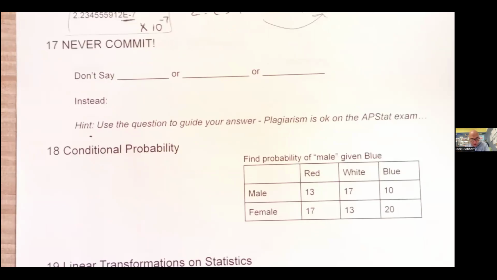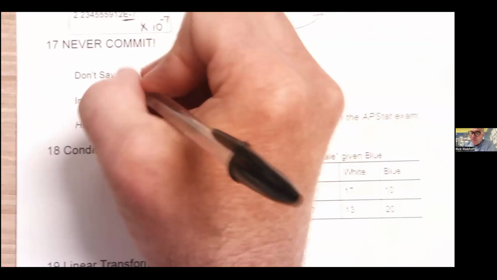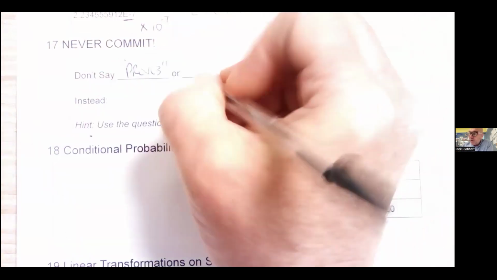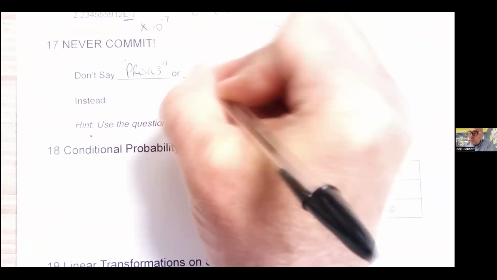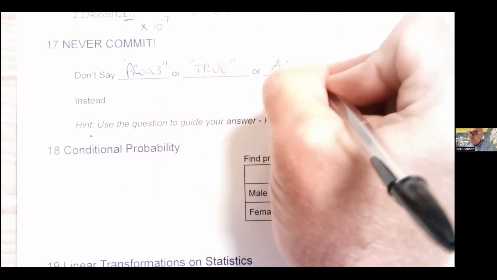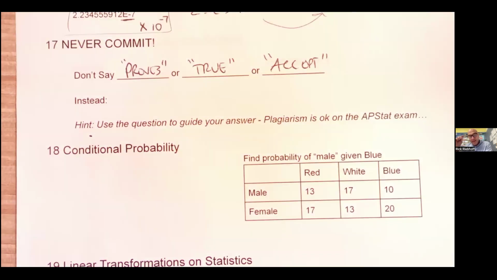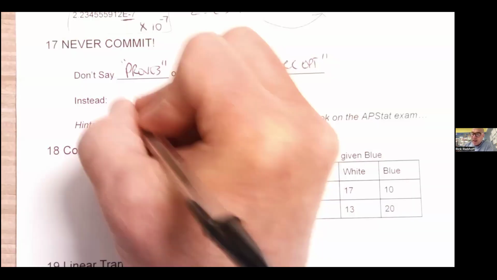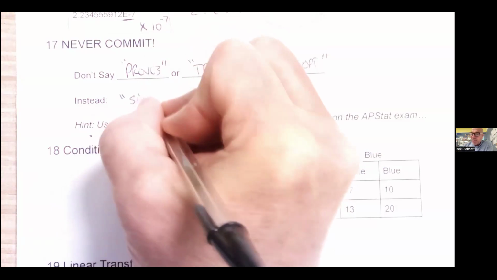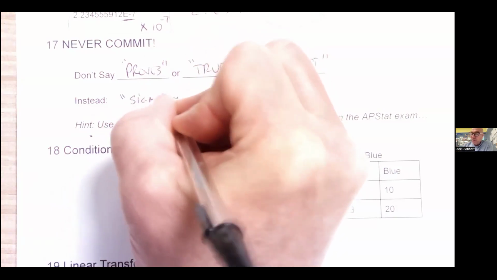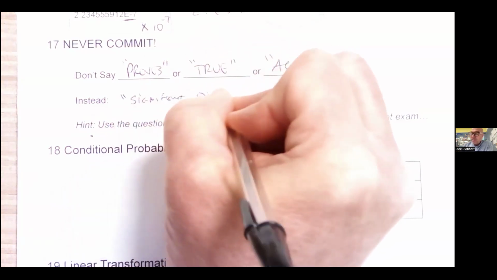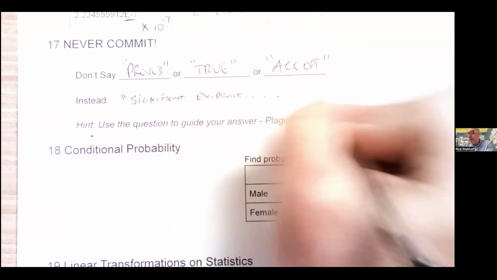All right. Never, ever, ever commit. Okay. We've talked about this before. Never say the word proves. Never say the word true. Never say the word except. Okay. We never commit fully. Instead, say things like there's significant evidence of blah, blah, blah, blah, blah, right?